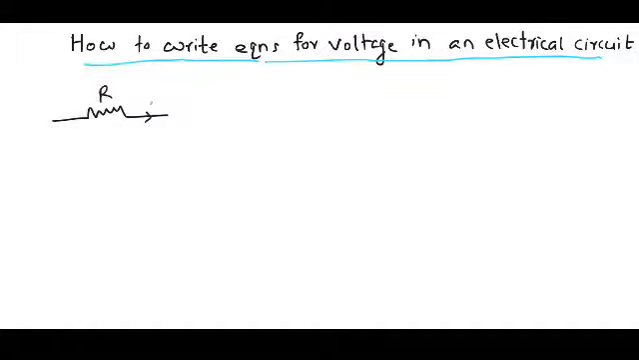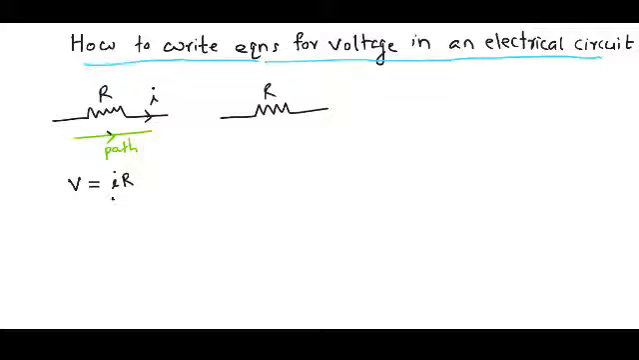The current is flowing along this direction. Then I consider the path along this one. Then the equation for the voltage is V equals I into R. That is, if the current and path are along the same direction, we have to take the voltage as positive.